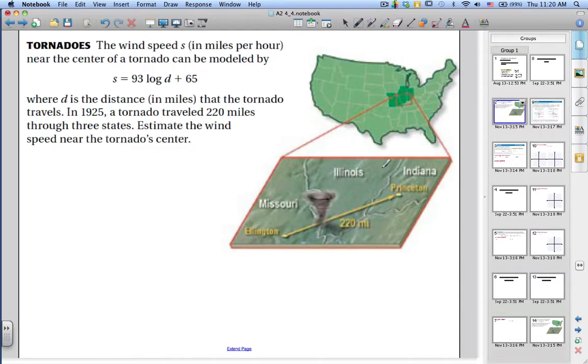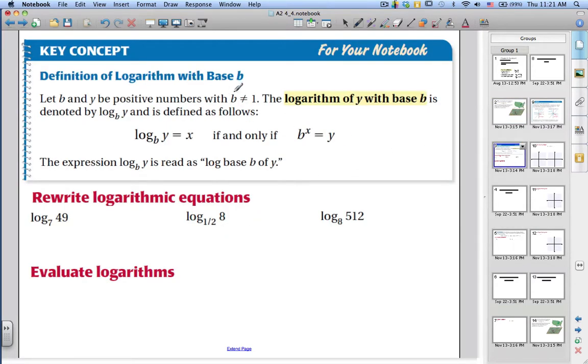So in working with logarithms, we can simplify logarithms and use them to solve problems like this, where we've got a logarithm in a formula. And also logarithms are used to solve when our variable is an exponent. So in a problem like this, where we're talking about wind speed near the center of a tornado when d is the distance in miles that the tornado travels, we could talk about speed related to the distance of travel, and we would need to understand logarithms in order to solve this. Okay, so we'll do this later at the end of the lesson. But in the meantime, let's start talking about logarithm with base b.